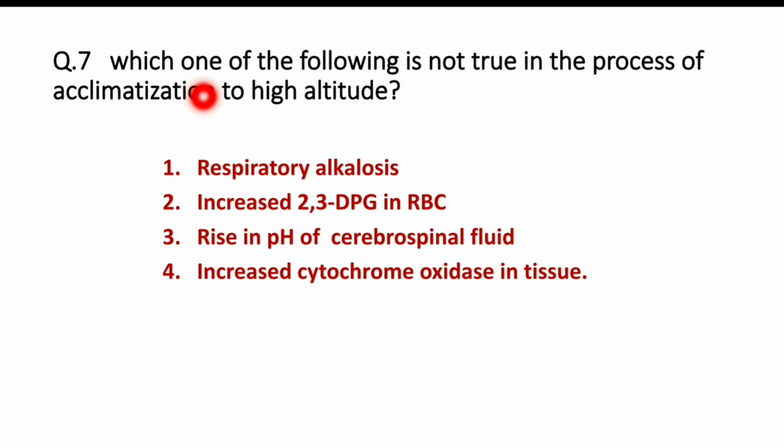Question number 7. Which one of the following is not true in the process of acclimatization to high altitude? The options are: respiratory alkalosis. Option 2, increased 2,3-DPG in RBC. Option 3, rise in pH of cerebrospinal fluid. Option 4, increased cytochrome oxidase in tissue. The right answer is option 3, rise in pH of cerebrospinal fluid.